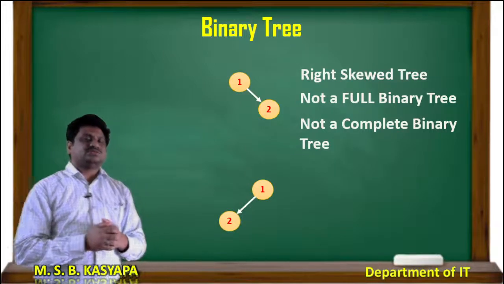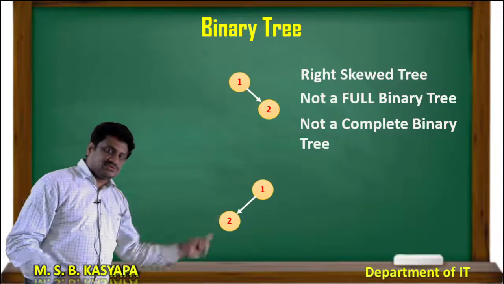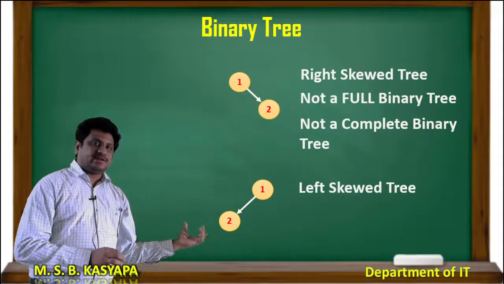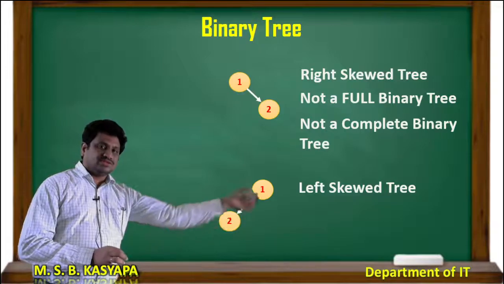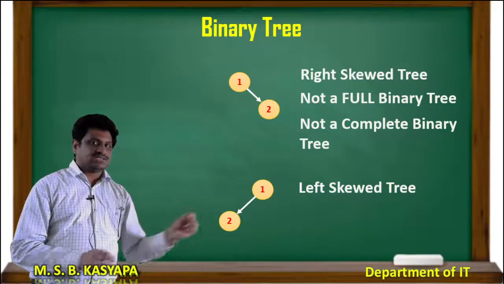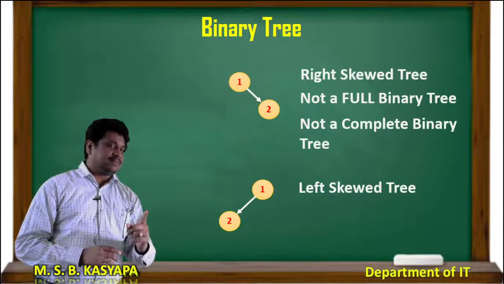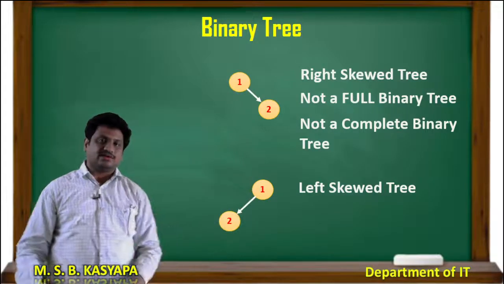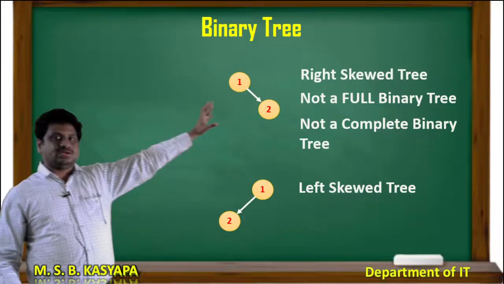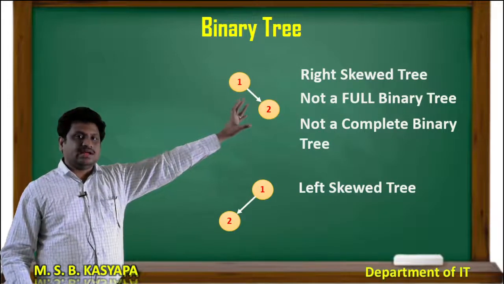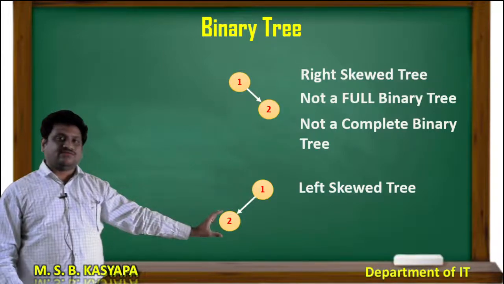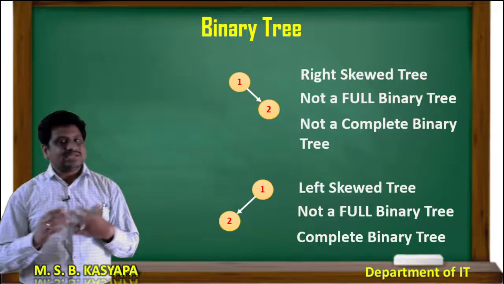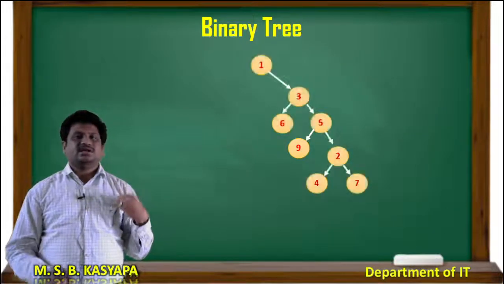Then if you consider this one, the same thing, it is a left skewed tree. And the next one, it is not a full binary tree, because one has only one child. But is it a complete binary tree? Yes. Why? Because the value is inserted from left to right. Unlike the previous one, where left was left alone and the right side was filled, here left is filled and the right side is alone. So it is not a full binary tree, but it is a complete binary tree.